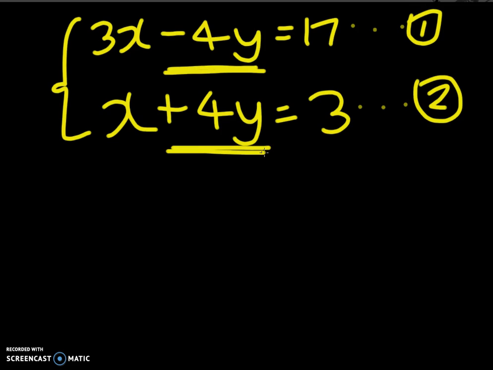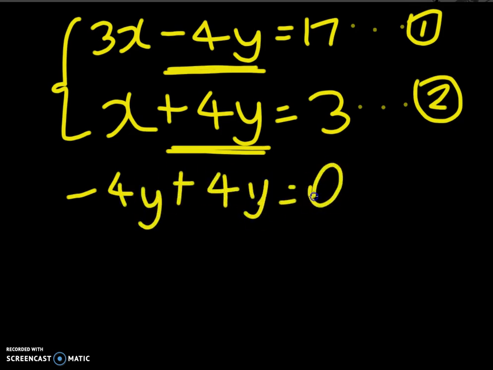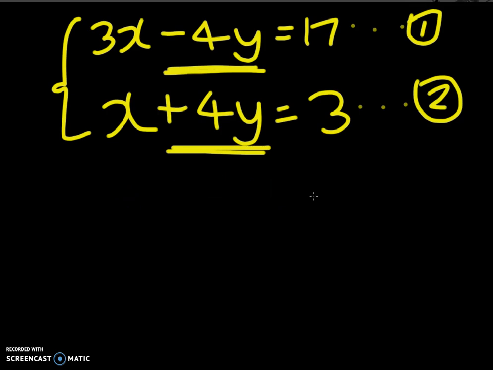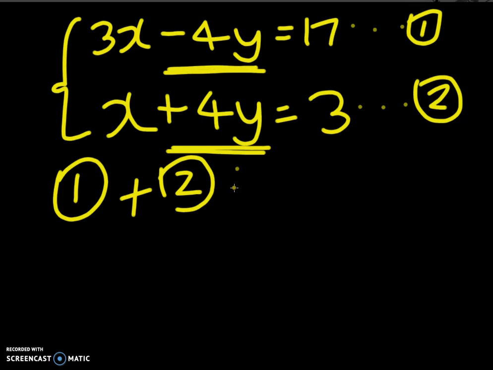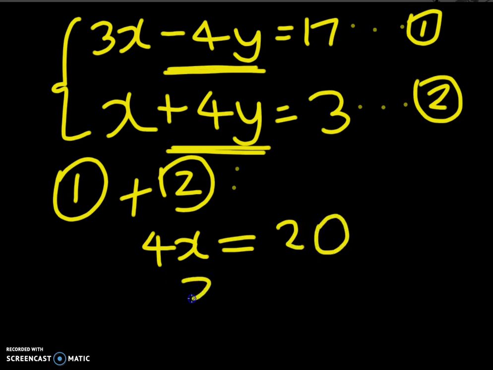To do this, we need negative 4y plus 4y to get 0. 0 means we get rid of that variable in our equation for now. So we need to add equation 1 and 2. In the previous question, we subtracted. This time we need to add, because negative 4y plus positive 4y equals 0, okay? When we add, 3x plus x equals 4x, negative 4y plus 4y equals 0, so we just wiped out y from our equation. On the other side of the equal sign, 17 plus 3 equals 20. So x equals 5.